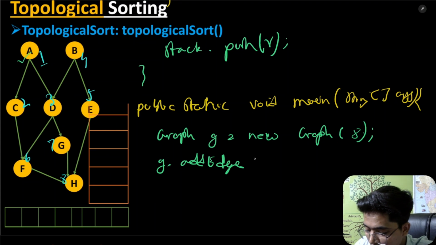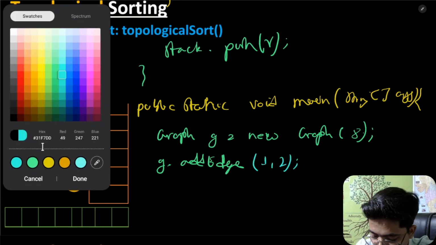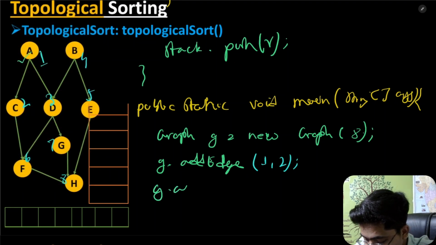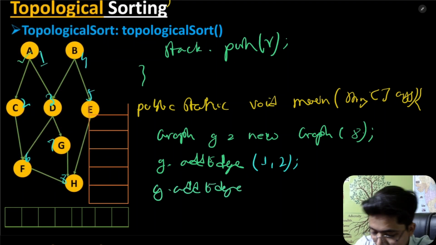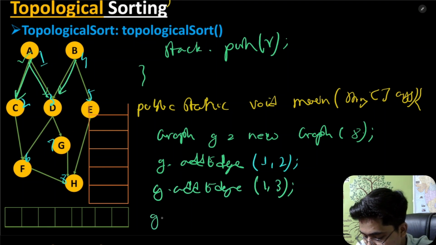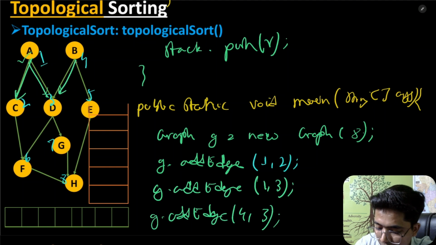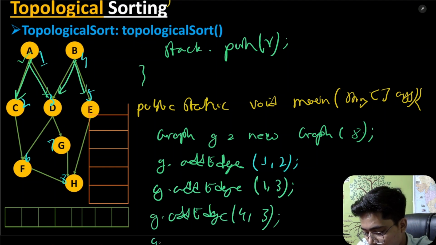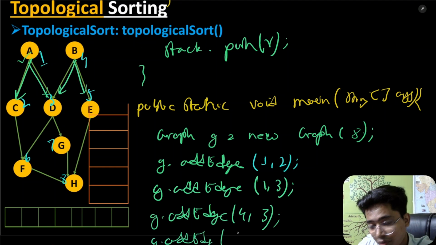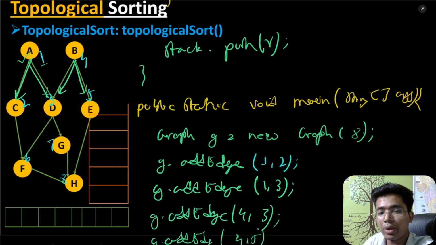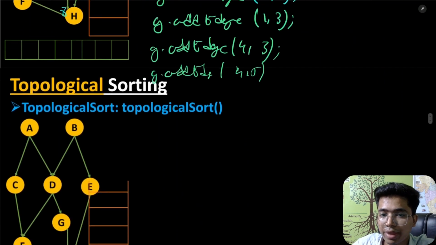We could add like this: g dot addEdge 1 to 2, then g dot addEdge 1 to 3, then g dot addEdge 4 to 3, then g dot addEdge 4 to 5. This way we could add all the edges one by one, and at the end we could just perform the topological sort.